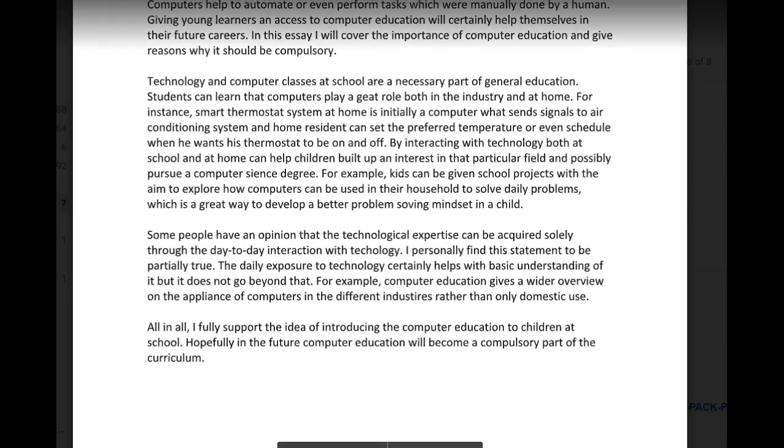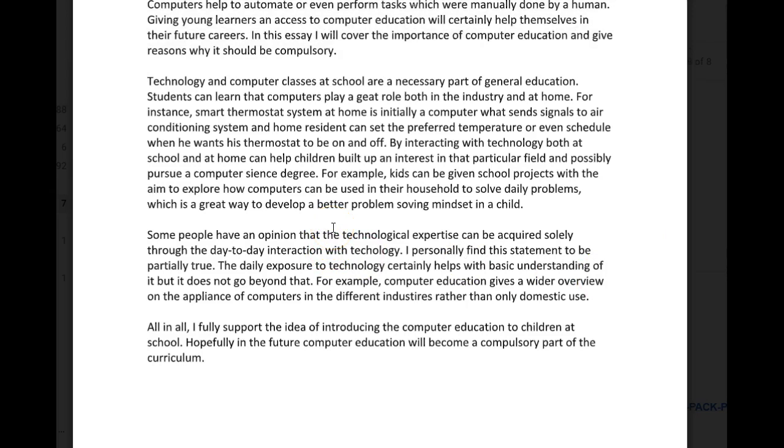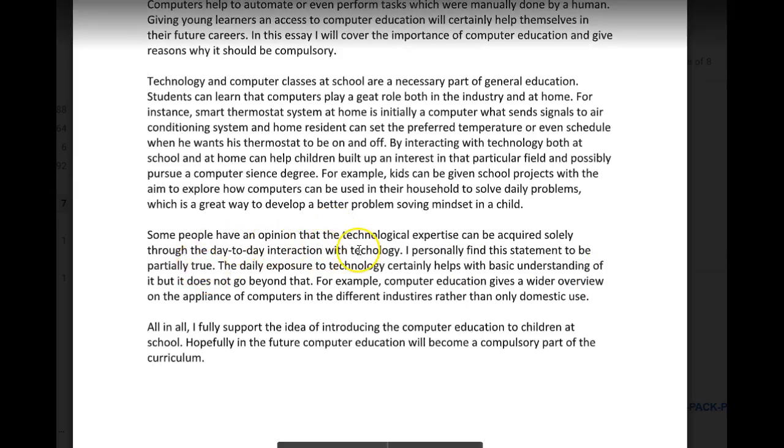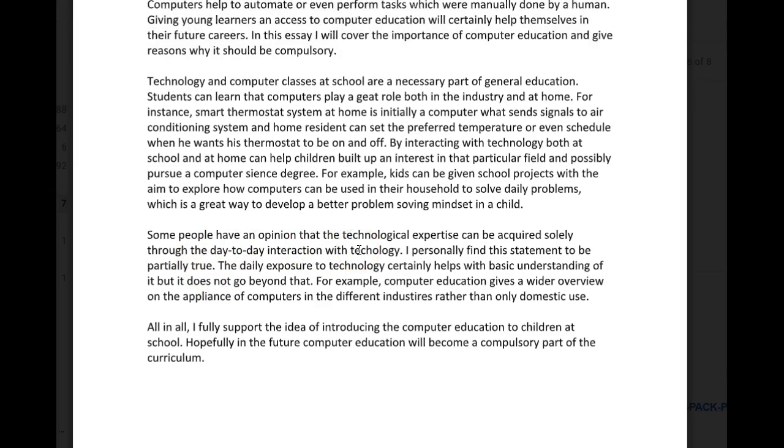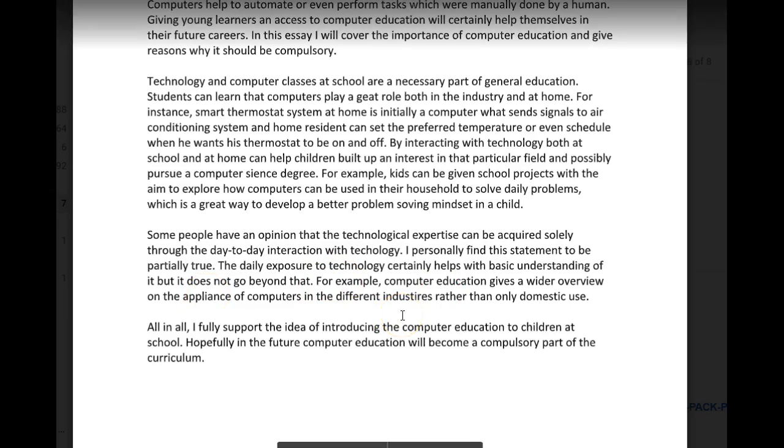Let's take a look at the next paragraph. Some people have an opinion that technological expertise can be acquired solely through day-to-day interaction with technology. I personally find this statement to be partially true. Daily exposure, you can see I'm getting rid of your thes. Daily exposure to technology certainly helps with basic understanding of it, but it does not go beyond that. For example, computer education gives a wider overview on the application, I think that's what you mean here, of computers in the different industries, careful with your typing, rather than only domestic use.